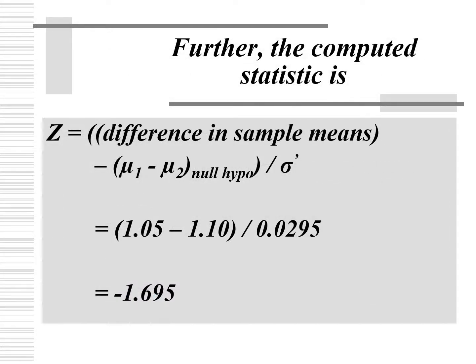You notice Z is the difference between the actual sample means minus the difference between the hypothesized means. In this particular case, the null hypothesis states that the two means are equal, so the difference between the hypothesized means is 0, and that is divided by the standard error. So that would be 1.05 minus 1.10 divided by 0.0295. In this particular case, we are getting a value of minus 1.695.